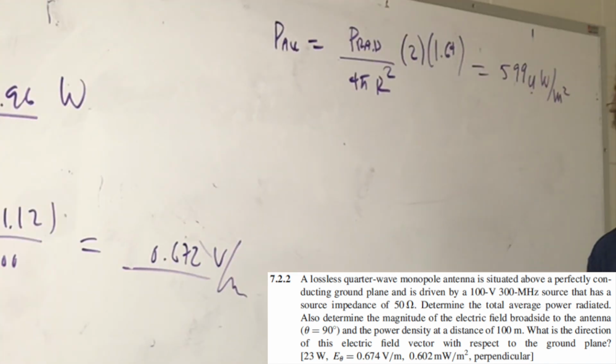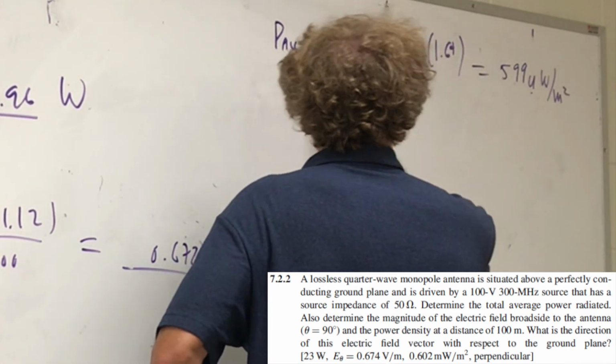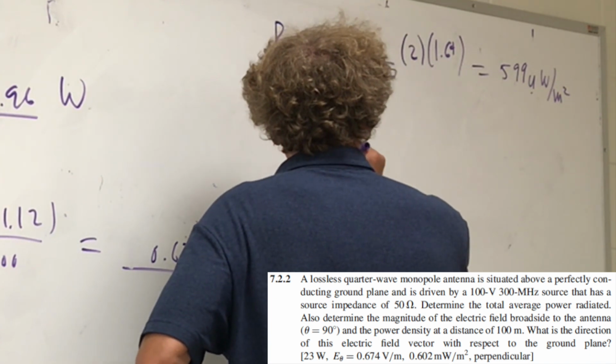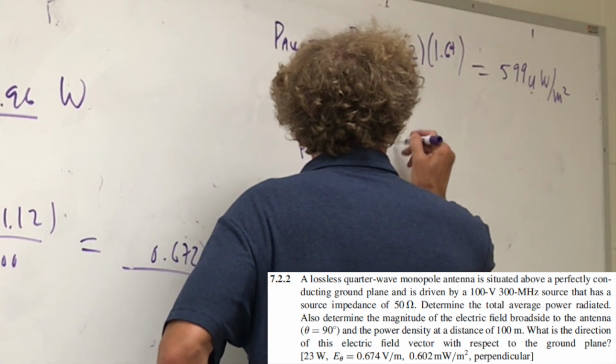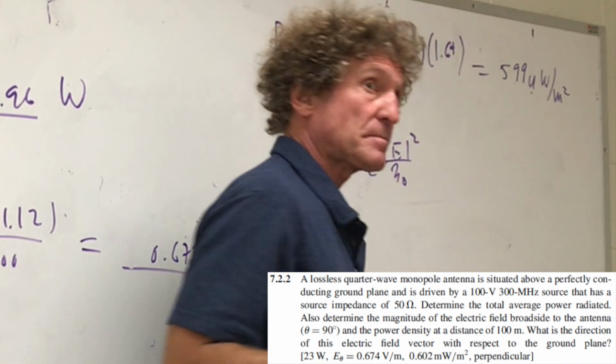Now, that's the power density. What am I going to do to get the electric field from that, assuming it's free space? I'm going to say that power density is equal to 1/2 the magnitude of the E field squared divided by eta naught. Am I not?